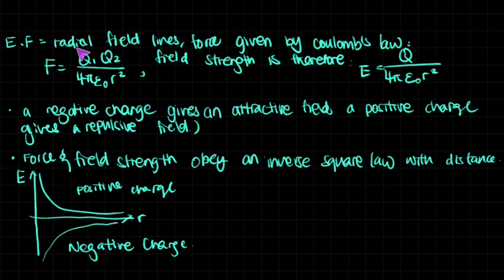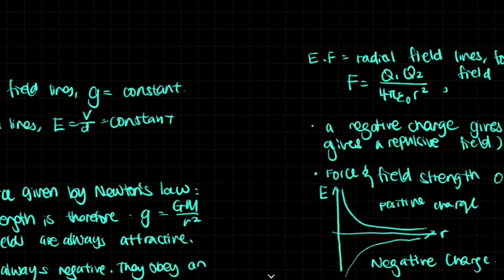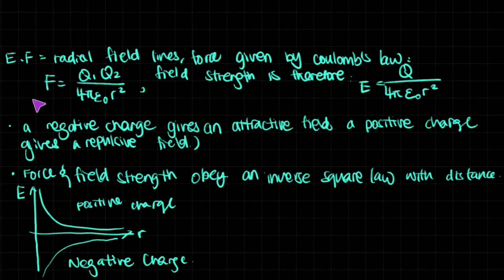Now let's talk about electrical fields that are also produced by spherical objects. So they also have radial field lines, and the force is given by something called Coulomb's law. So note the difference. Over here, we're using Coulomb's law. Over here, we're using Newton's law. Two different people, and they have a very similar form of equation. We have Q1, which is the charge that is producing the field, Q2, which is the charge that is being affected by the field, and then this is a constant times r squared.